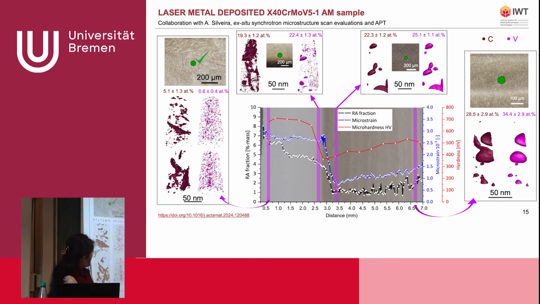When we go, let's say, into the previous layers that were a little bit tempered, we also have this carbon segregated on planar features, but we start to also see some precipitates or some vanadium clusters here. If we go into the severely tempered region, we see very clear vanadium and carbon clusters that correspond to vanadium carbides.